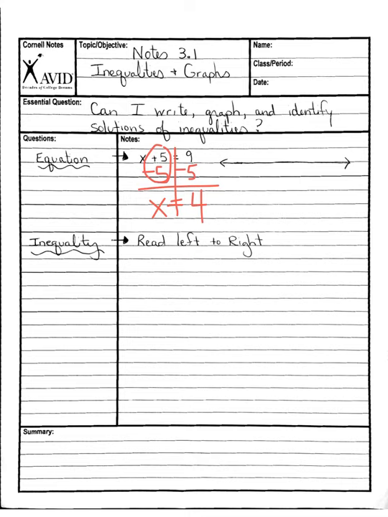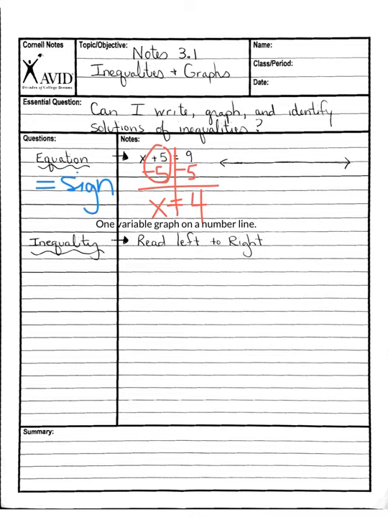Now let's talk about what that means. We know when we have an equation, it means that we have an equal sign. So let's talk about when we have an equation with one variable. We can graph these on a number line. So we have an equation here with one variable and we can graph it on the number line.